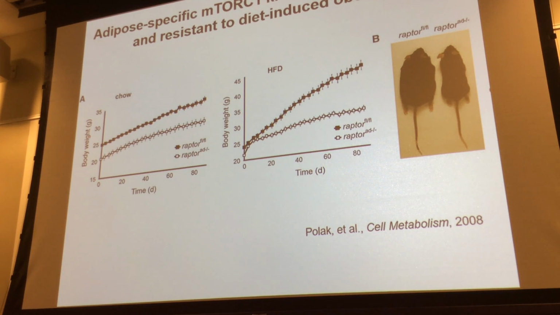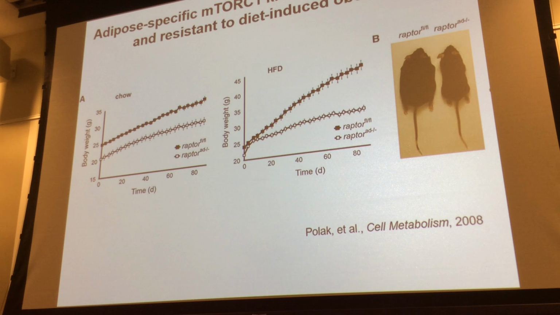So meaning that when you knock down the Raptor, so they did this knockdown, so knockout. When you knock down the Raptor, it's going to knock down the mTORC1 activity. So just keep that in mind. And of course, as you can tell, here they did a tissue-specific knockout because you cannot do the global knockout. If you do the global knockout, it's embryonic lethal. And that highlights how important this signaling pathway is. So if you knock that out, it's going to be dead.